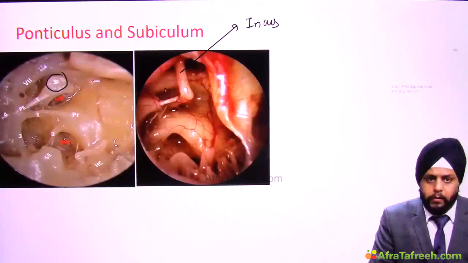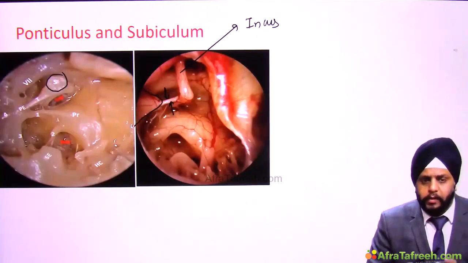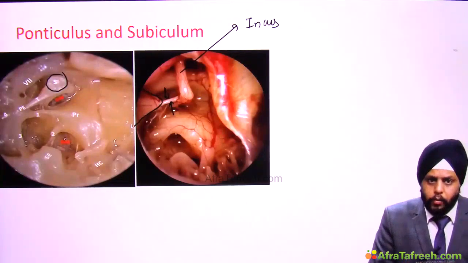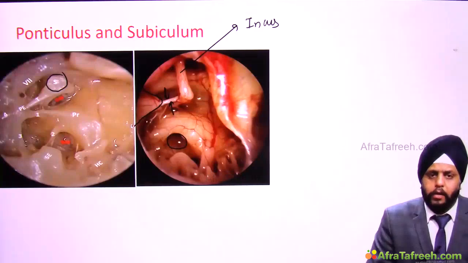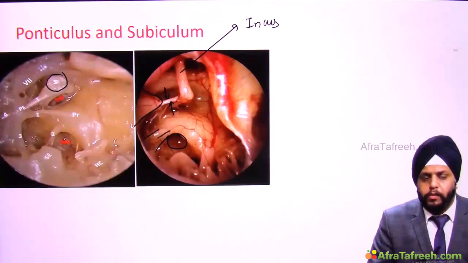Okay, this is the muscle. You can see this is the muscle over here, and it is coming from the pyramid. So which muscle is this? This is the stapedius muscle. Okay, and over here we can see that this is the round window, right? Just above the round window, you can see that this is your subiculum.